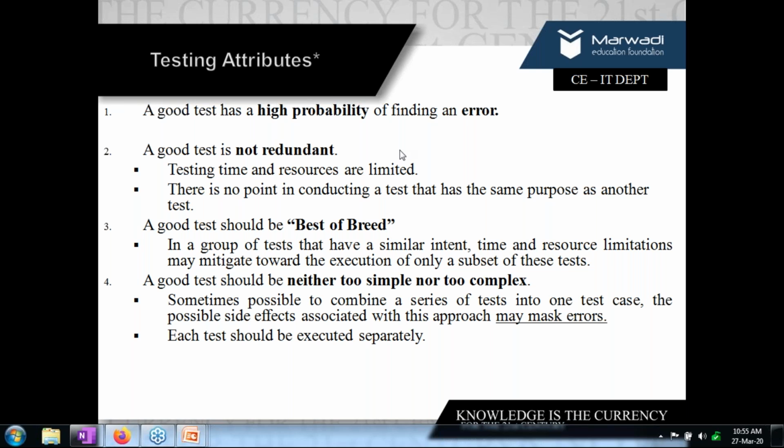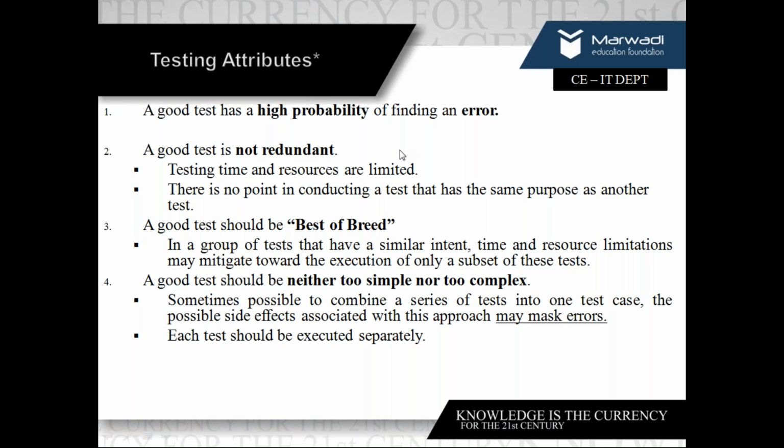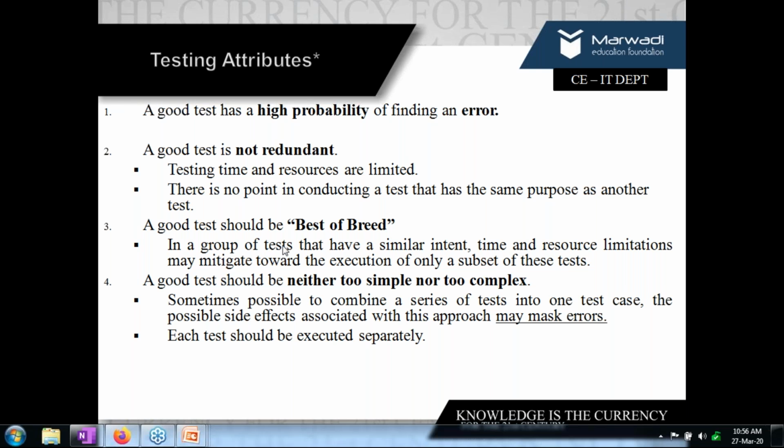Okay. Testing attributes. Now remember, we talked about testing objectives. Likewise, high probability of finding error. A good test is not redundant. I'm not going to test the same thing again and again because I have limited time. There is no point in conducting the same test. Imagine I'm taking the same chapter's test in class, it is when you still don't get a good result. Okay, so a good test is not redundant.